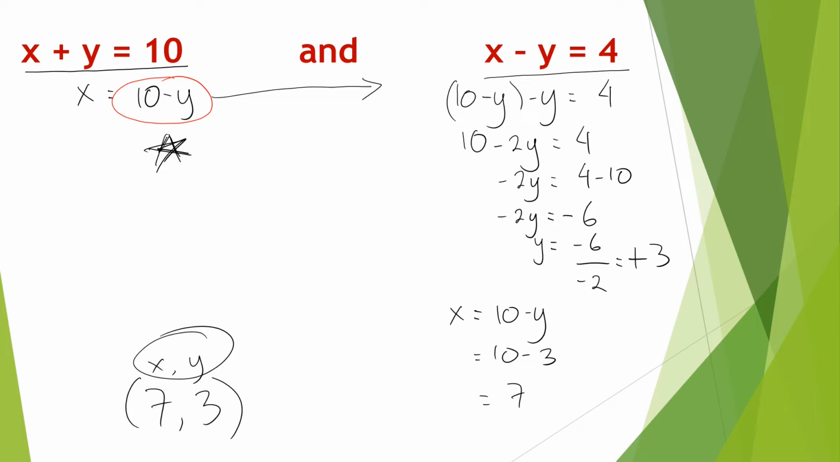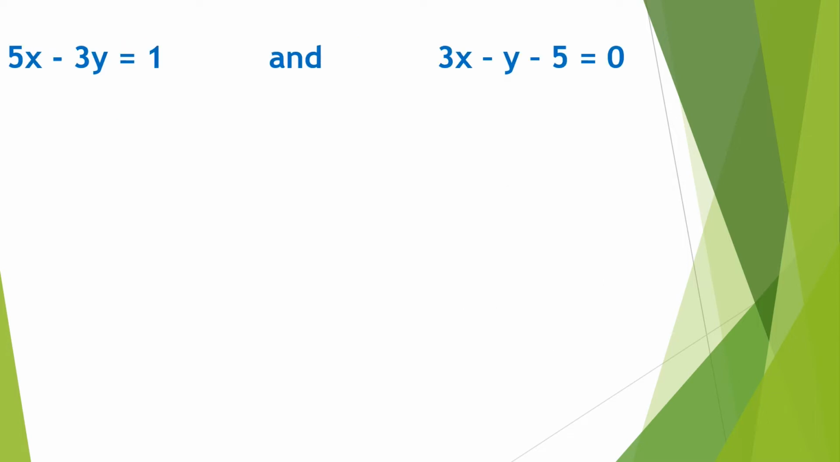Okay, let's see another example to help you understand this better. 5x minus 3y equals 1 and 3x minus y minus 5 equals 0. From both of these equations, you need to find the simultaneous solution. So how do we figure it out? Look at the coefficients: 5, minus 3, 3, and this is 1. So I suggest you choose the 1. Let's see why.